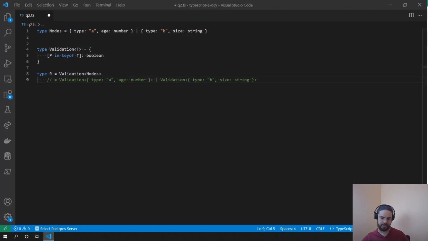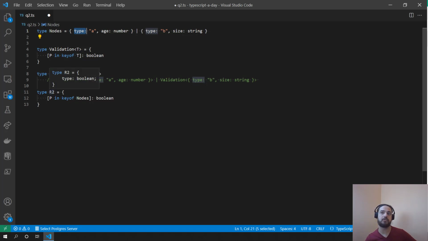Now, if we were to inline this type, namely if we were to create a type R2 that maps over keyof Nodes, well, keyof Nodes just gives us type because that is the only common property between these two constituents of the union. And what we actually get is just a single object type that contains the type property of type boolean. So what happened here is that we didn't get distribution because the mapping didn't happen over keyof a type parameter. It happened over keyof a concrete type, the Nodes type.